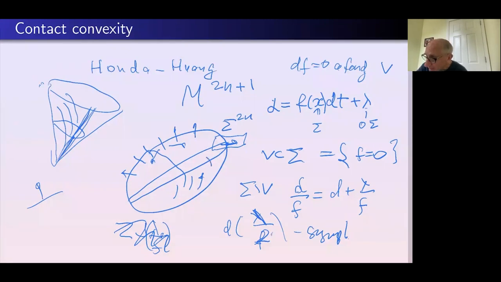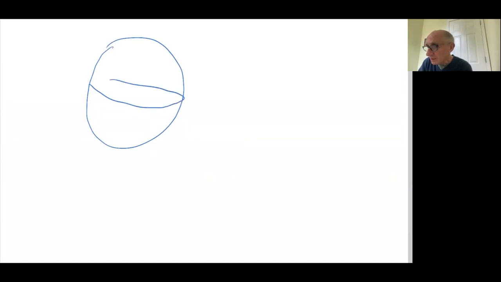And this dividing set turns out to be transverse to the characteristic foliation. So in other words, we get the following picture. Our convex hypersurface has this dividing set, which is a codimension 2 contact submanifold, and it splits the sigma into parts, which I call sigma plus and sigma minus, which are Liouville domains with this contact boundary.